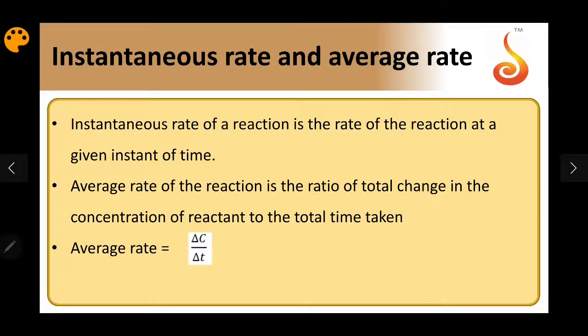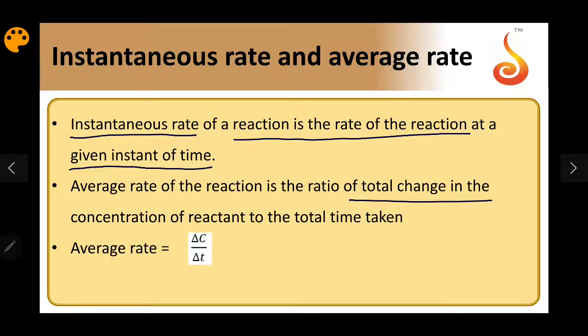Instantaneous and average rate. Instantaneous rate of a reaction is the rate of reaction at a given instant of time. But average rate of reaction is the total change in the concentration of reactant in the total time taken. So average rate I can write delta C by delta t, and instantaneous rate as we wrote earlier, dC by dt.